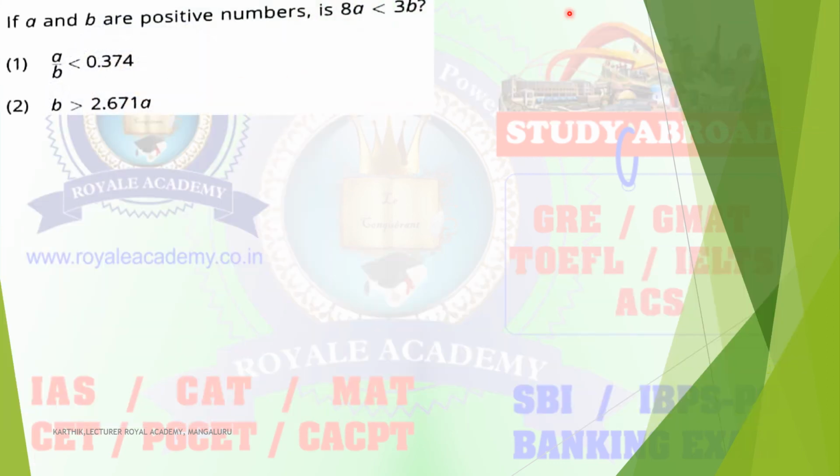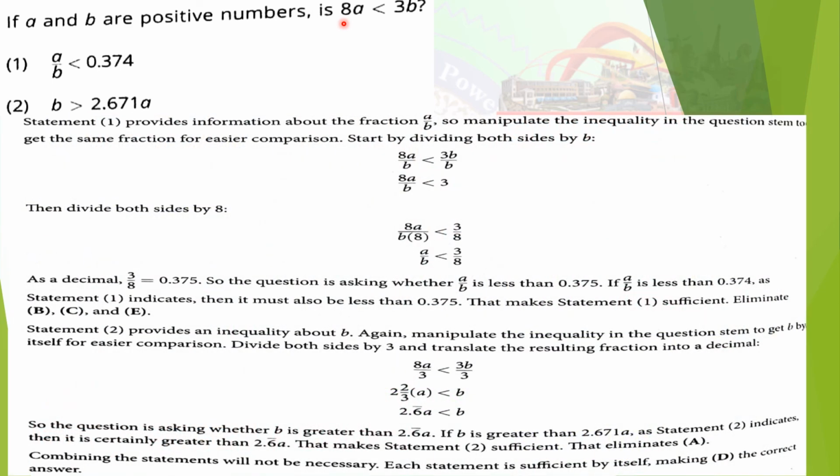So next question: if A and B are positive numbers, which is nothing but 1, 2, 3, 4, 5, is 8A less than 3B? In this type of arithmetic problem, you just convert this equation into the given form and check. After that you can easily tell whether it is yes or no. This is a yes or no type of question, and the options are the same as the previous problem.